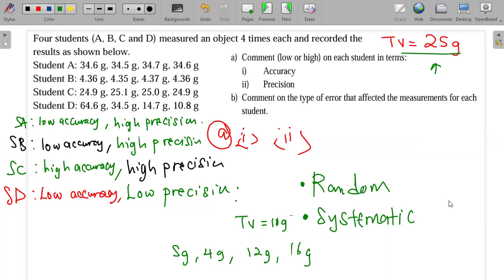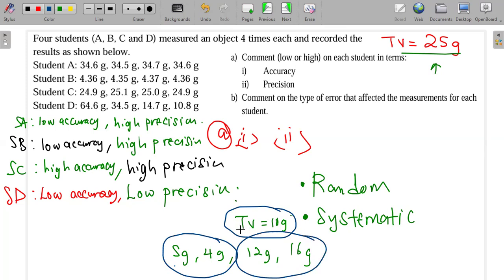Okay, so I was explaining the two types of errors that we have: the random errors and the systematic errors. On the random errors, let's say the true value is 10 grams, and then I make 4 measurements. Of those 4 measurements, let's say I get 5 grams, 4 grams, 12 grams, and 16 grams. You see that 2 of them are below the true value, and 2 of them are above the true value. So it means these measurements experience random error, because some of the measurements are below the true value and some of them are above.